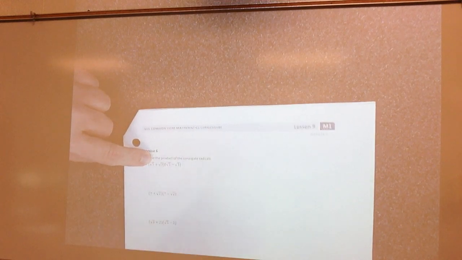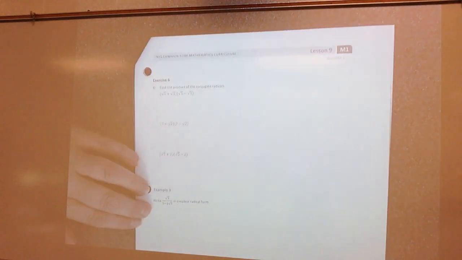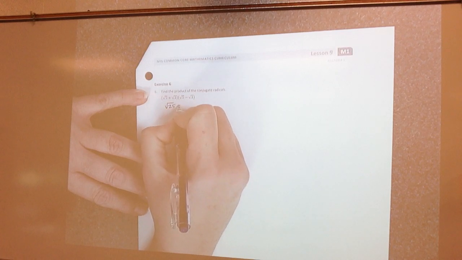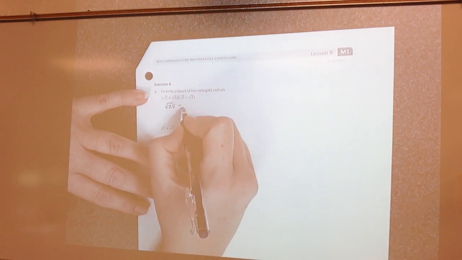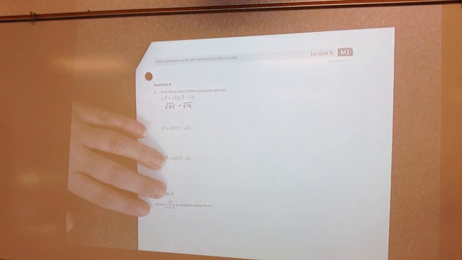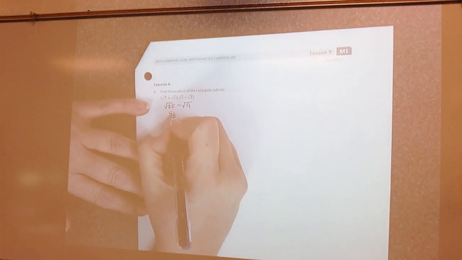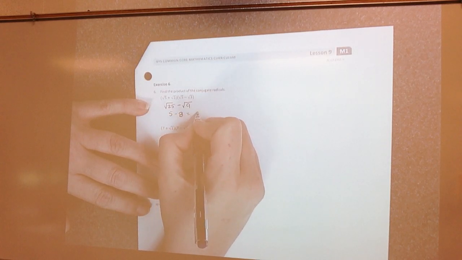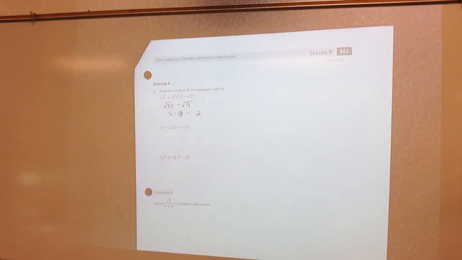So the square root of 5 times the square root of 5 gives me the square root of 25, minus the square root of 3 times the square root of 3, which is the square root of 9. So this would be 5 minus 3, which gives me 2. I don't have to worry about multiplying the middle because, with them being conjugate radicals, it cancels out.